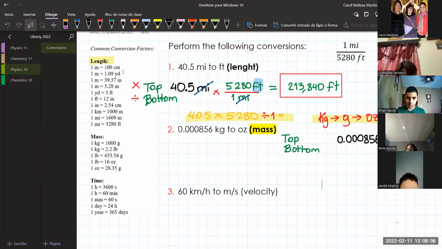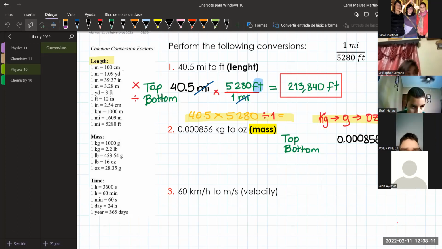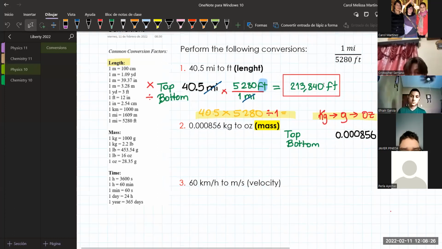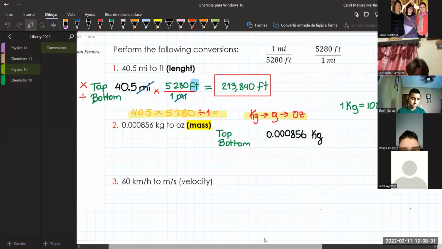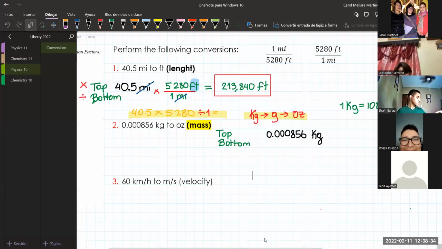First, I need the conversion factor between kilograms and grams. That conversion factor is 1 kilogram equals 1,000 grams. So this one also, I need to write it as a fraction. Remember what I said before. These conversion factors need to be written as a fraction.